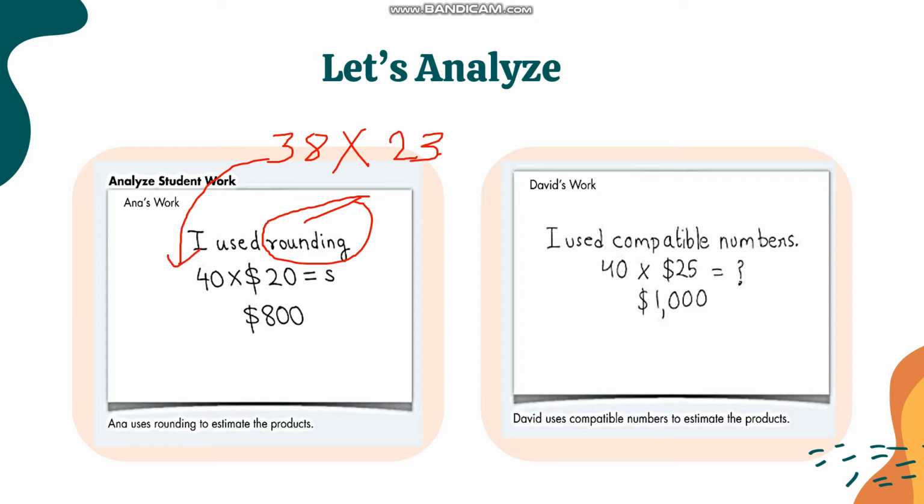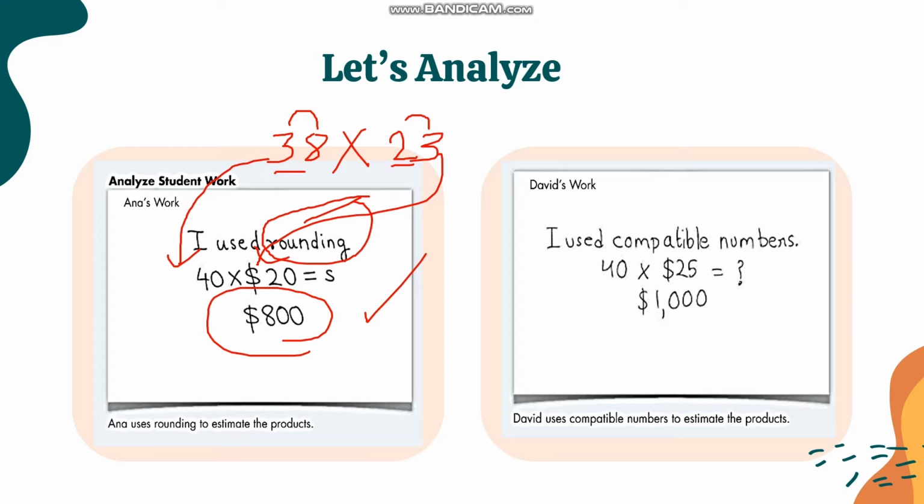38 is nearest to 40 and 23 is nearest to 20. I'm going to round both to the highest place value. So 3 is followed by 8, so 3 becomes 4 and the rest of the digits become 0. 2 is followed by 3, so the rule is if it is less than 5, it is the same and the rest of the number becomes 0. So 40 multiplied by 20, so the answer is about 800.